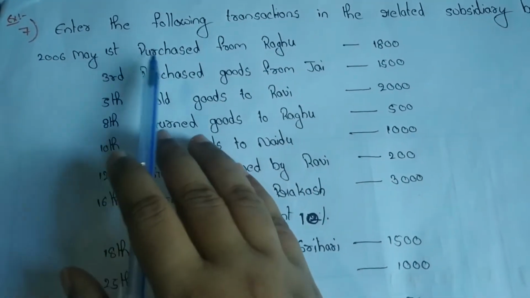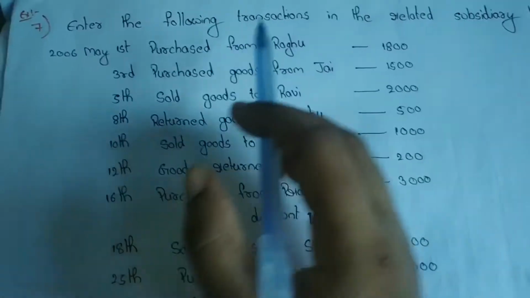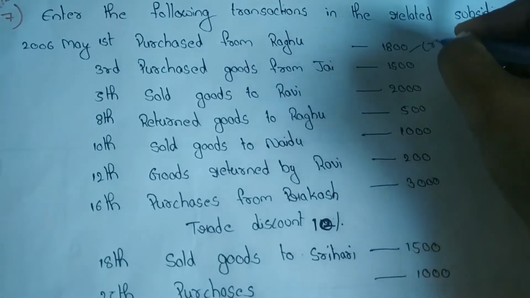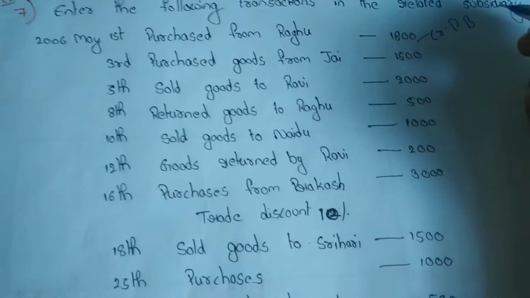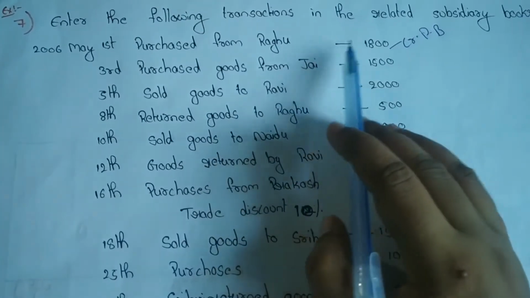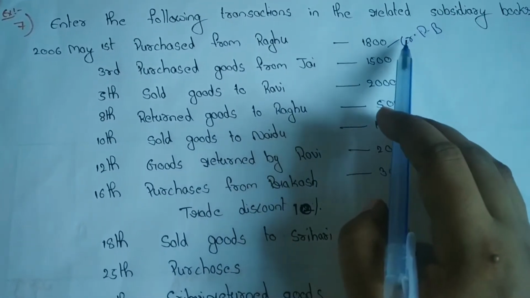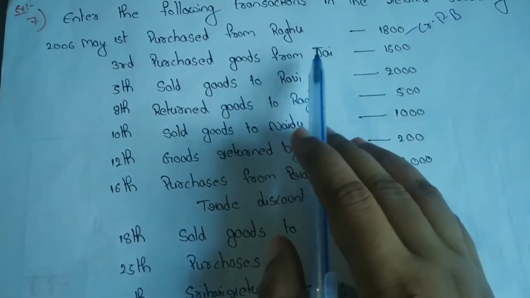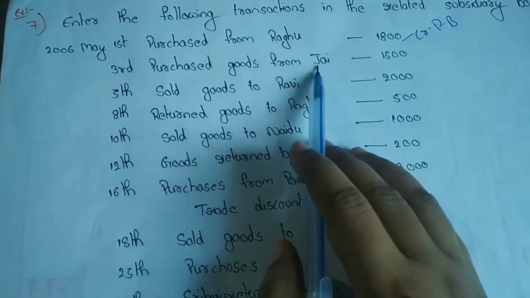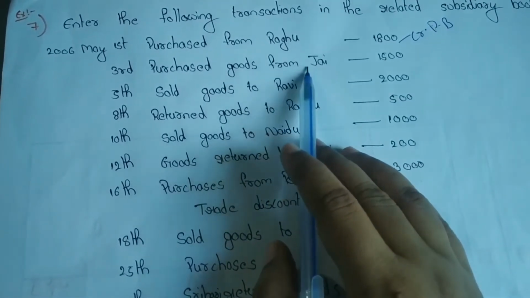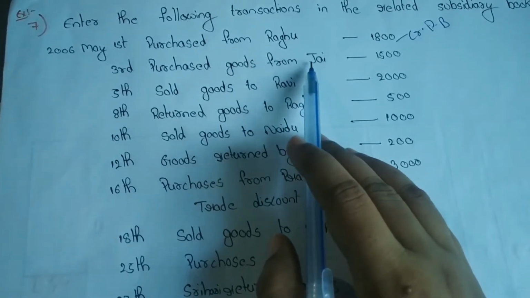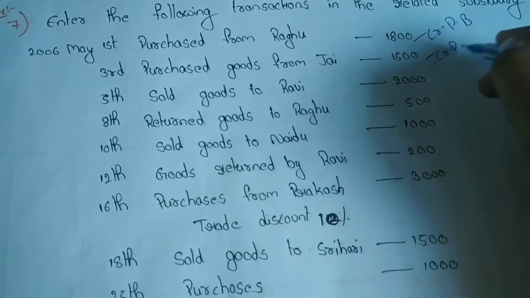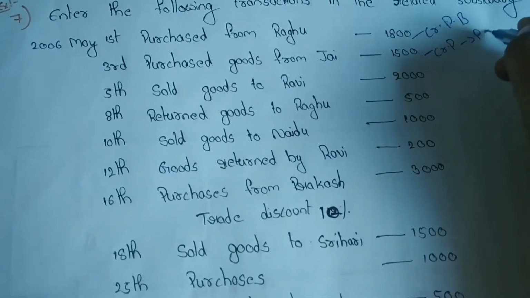See, May 1st, purchased from Raghu. So it was a credit purchase, right? It comes under the purchase book, and here there was no discount, so the total amount should be recorded in the purchase book. Next, third one, purchased goods from Jai. Jai is the supplier to our business and we purchased goods from Jai. And here we did not pay any cash to Jai, so it was also a credit purchase. So it should be recorded in the purchase book.